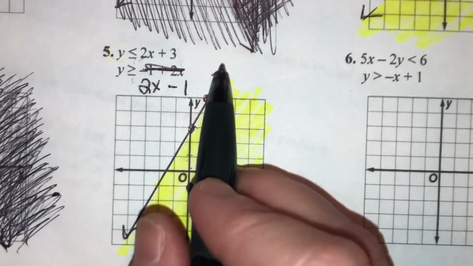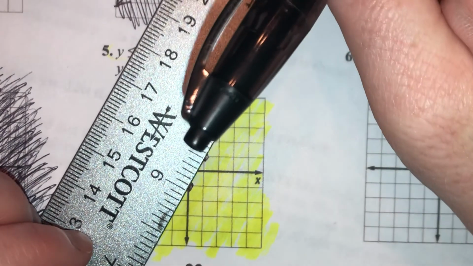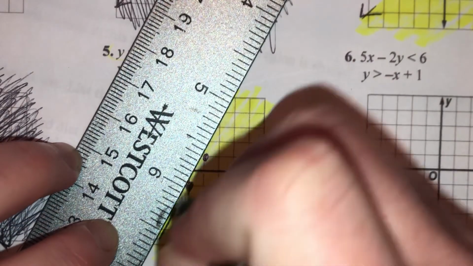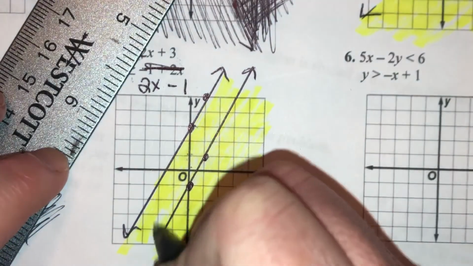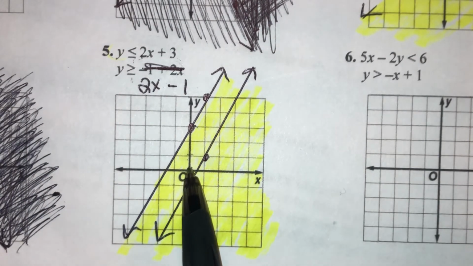Hey, that slope is the same as this other line, so they're going to be parallel, right? Parallel solid lines. Boom. They're supposed to be parallel. Mine aren't perfect.